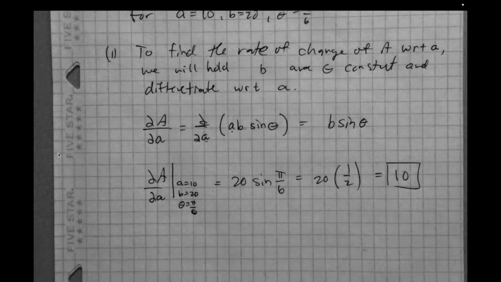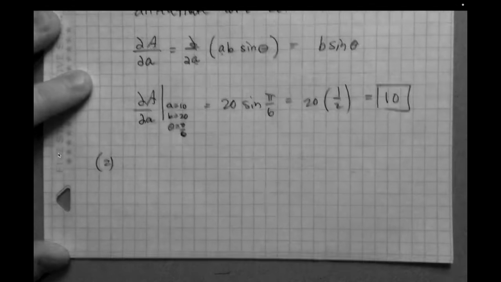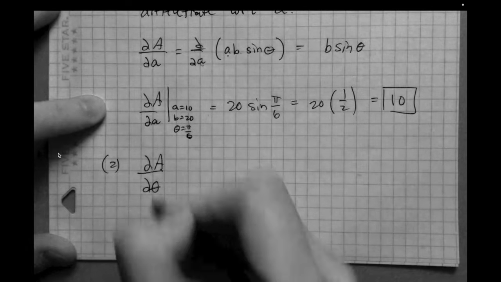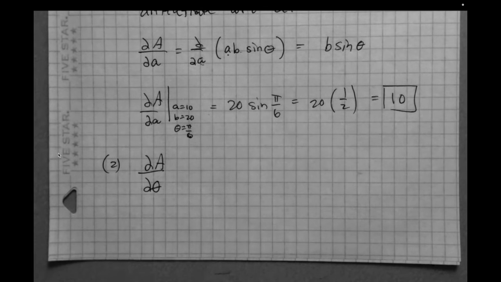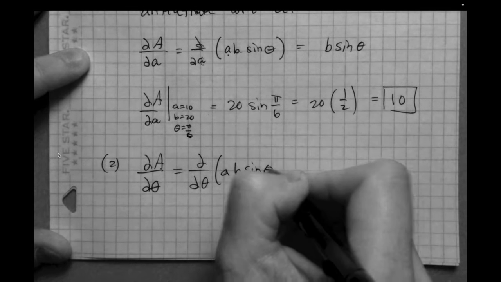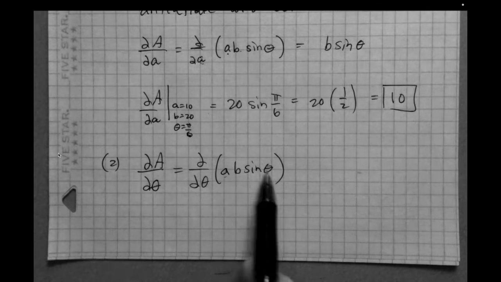All right. What about for 2? Well, very similar, right? So with 2, to find the rate of change of the area with respect to theta, we're going to hold A and B constant and differentiate with respect to theta. So instead, we'll do this, del A, del theta. Okay, and so we need del theta of AB sine theta. In this case, A and B are just constants, but we need to differentiate sine theta with respect to theta.